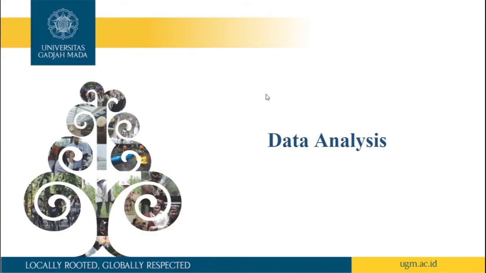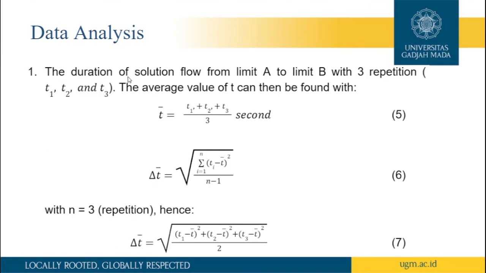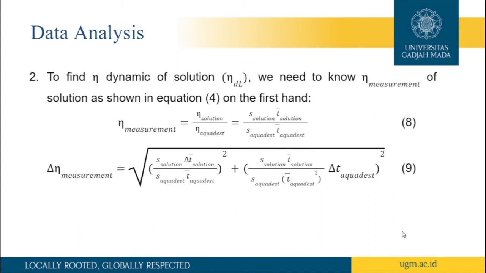In this section, we will discuss the data analysis that we use to get the value of the viscosity. So, the duration of solution flow from limit A to limit B with 3 repetitions, and the average value of the flow time can be found with equation number 5. And the uncertainty or the error of the average of the flow time can be found with equation number 6, or the expansion of equation number 6 with n r equals 3, or 3 repetitions, can be shown in equation number 7.